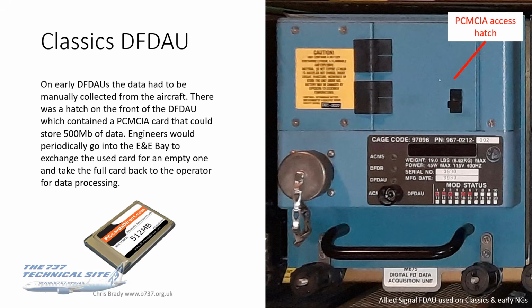Now, on these early units, data had to be manually collected from the aircraft. There's a hatch there you can see I've labelled on the front of the unit. If you open that, inside there's a PCMCIA card that can hold 500 meg of data, and engineers would have to periodically go into the E&E bay and switch out a full card for an empty one, and take the full one back to the airline for data processing. And life went on like that for a decade or so.